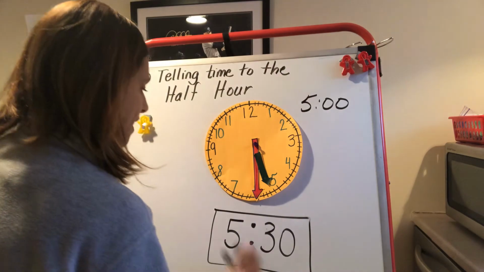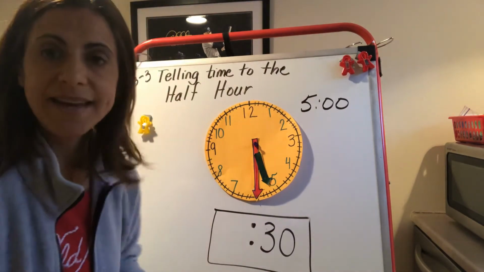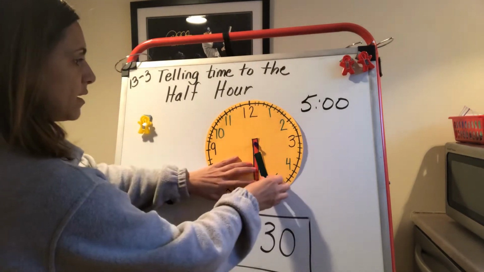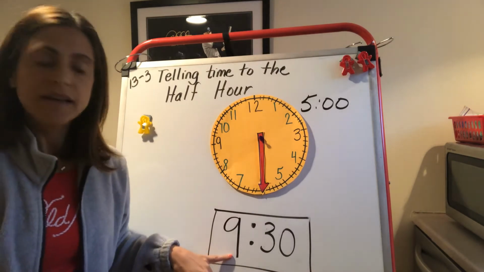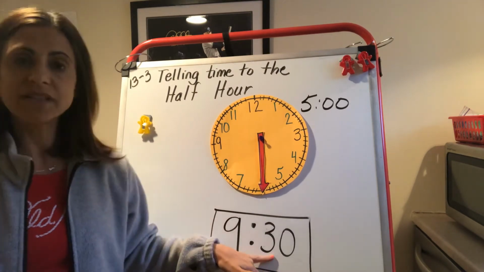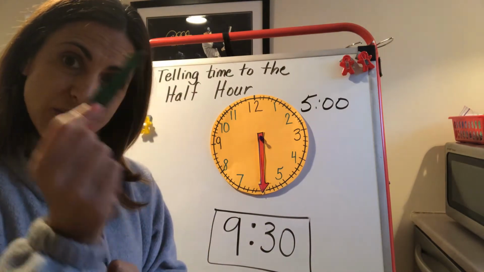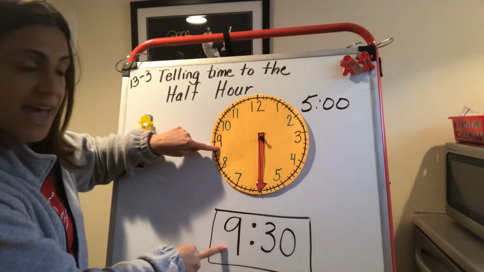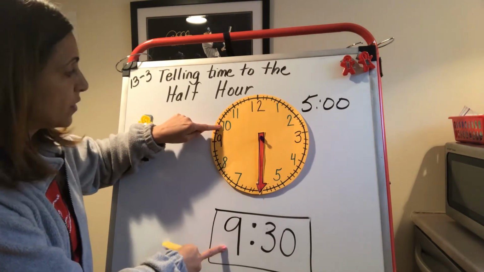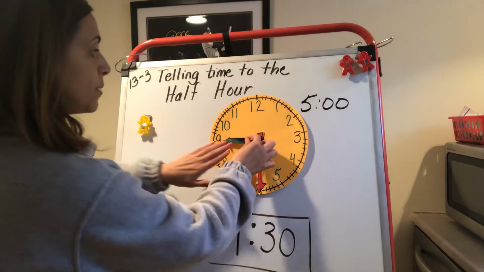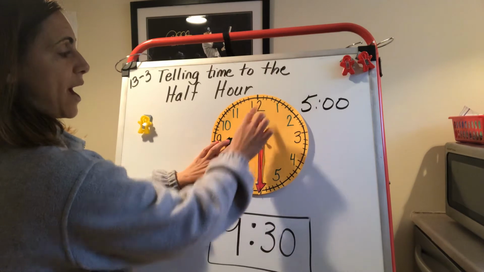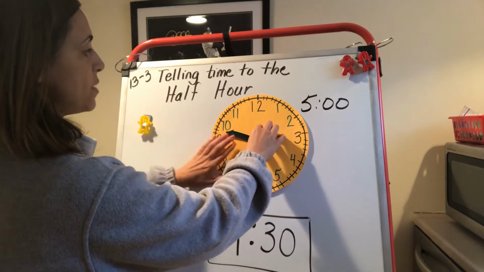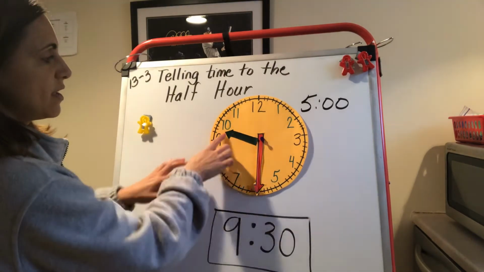Okay, let's try 9:30. Okay, so we talked about this. When the minute hand gets down to the 6, we know that the hour hand is no longer directly pointing to the hour. It is between the number that it says and the next number it would go to. So 9 o'clock would be pointing straight to the 9, but because the minute hand moved to the 6, the hour hand moved between the 9 and the 10.